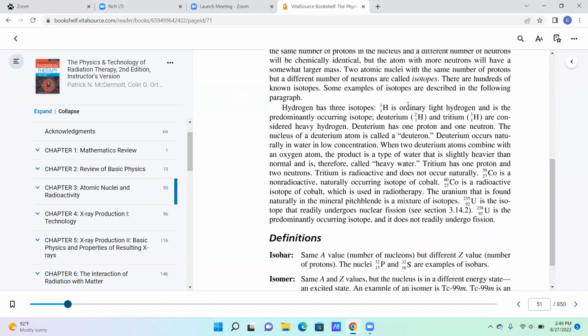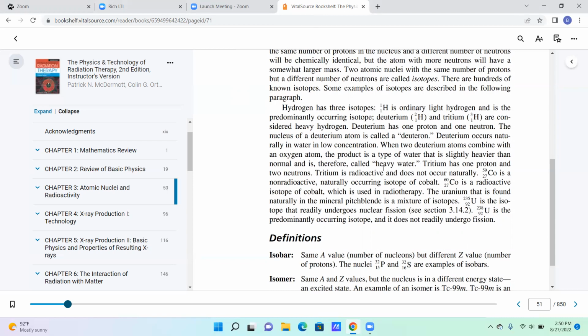Hydrogen has 3 isotopes. Ordinarily, the ordinary light hydrogen is going to be represented this way. That's what you see the most of. Deuterium is going to be represented this way, where you've actually got a neutron along with a proton. And tritium, where you have 2 neutrons with the proton. They are considered to be heavy hydrogen. The nucleus of the deuterium atom is also called the deuteron.